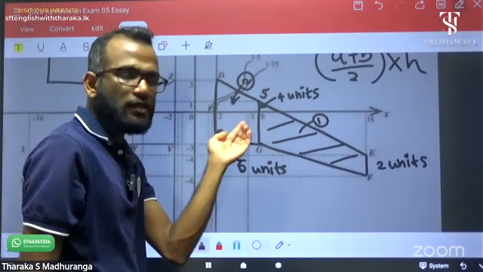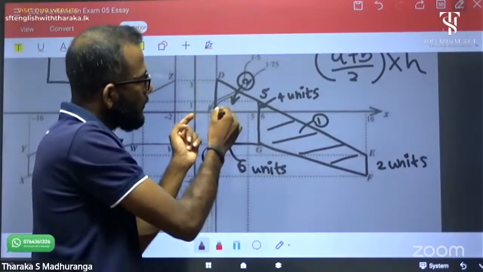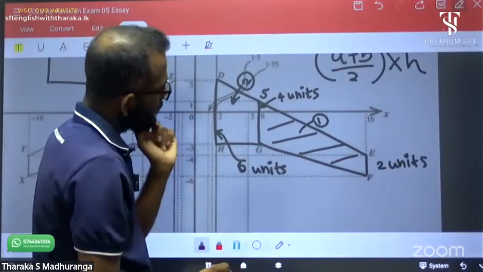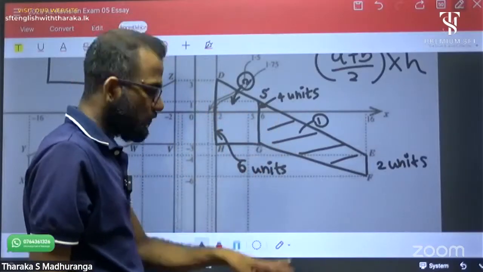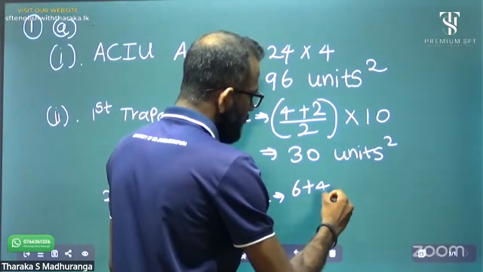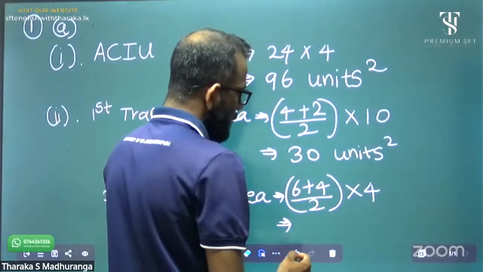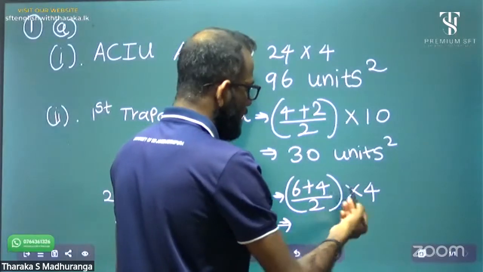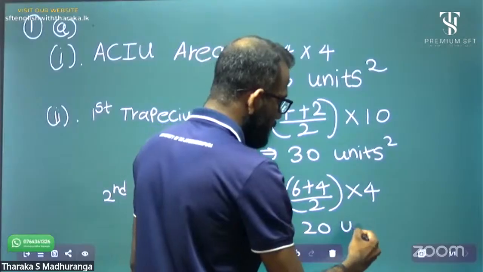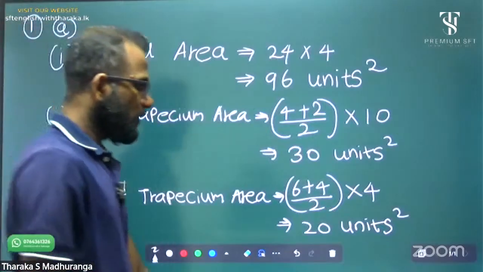What is the perpendicular height? The perpendicular height means the perpendicular distance between the two parallel sides. This line, right? 2 to 6. Then 6 minus 2 is 4. So 6 plus 4 divided by 2 into 4. 6 plus 4 is 10, 10 divided by 2 is 5. 5 into 4 is 20 unit squared.